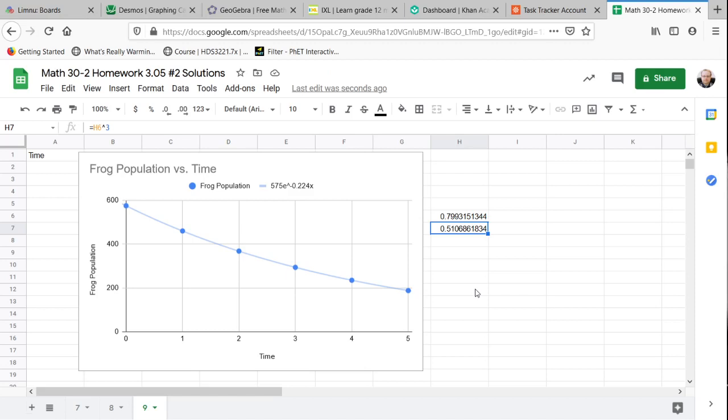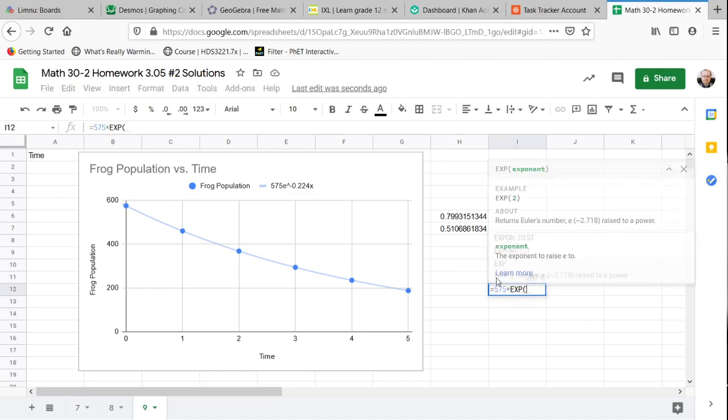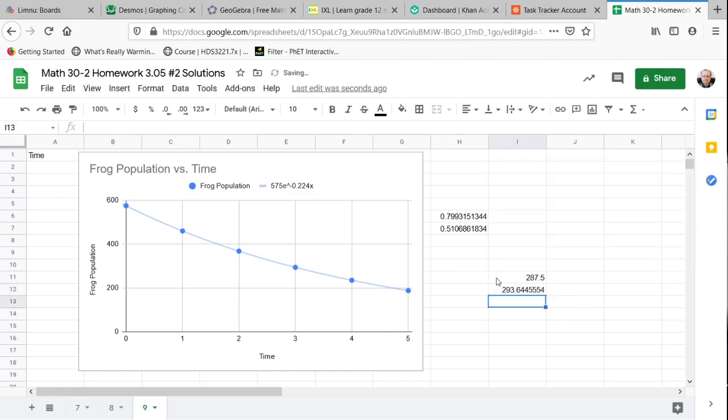And we can use that regression equation to verify it algebraically. We can also take that 575 and just divide it by 2, and we will see it comes in very close to 3. 575 over 2 comes in at 287.5. And if we have 575 times e to the negative 0.224 times 3, it is fairly close to that mark. There's a 6 frog difference, roughly.